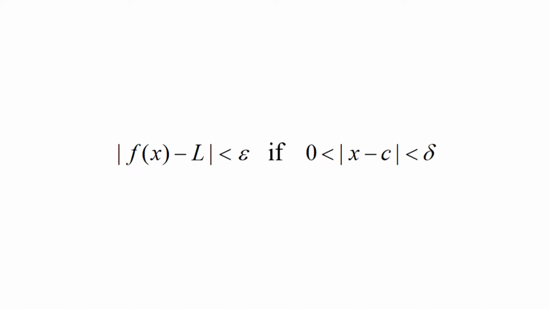All these discussions lead us to the following formal definition of a two-sided limit. A precise definition of two-sided limit. Let f of x be defined on an open interval about c except possibly at c. We say the limit of f of x as x approaches c is L if for every number epsilon greater than 0 there exists a corresponding number delta greater than 0 such that the absolute value of f of x minus L is less than epsilon if 0 is less than the absolute value of x minus c, which is less than delta.